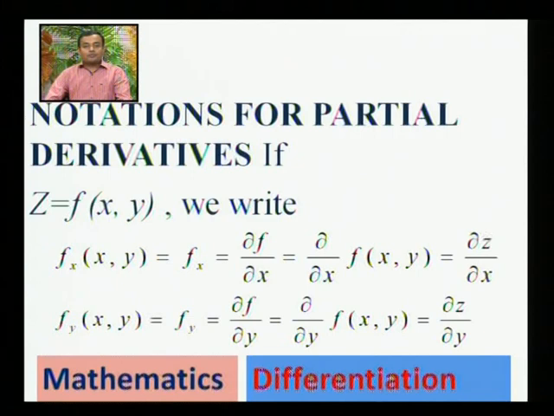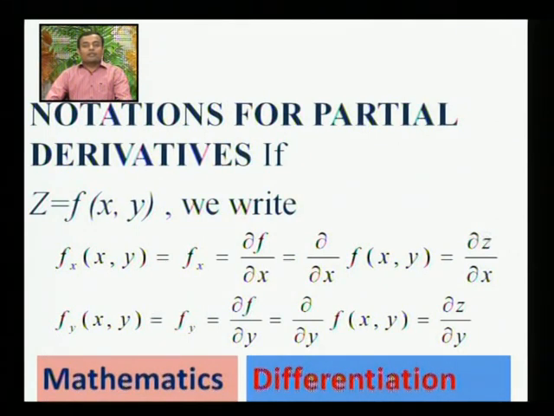Now these are some notations for partial derivatives. f_x(x, y) is f_x, we can also write f subscript x, or del f by del x, or del by del x of f(x, y), or it is also written as del z by del x because we had taken the function z is equal to f(x, y).